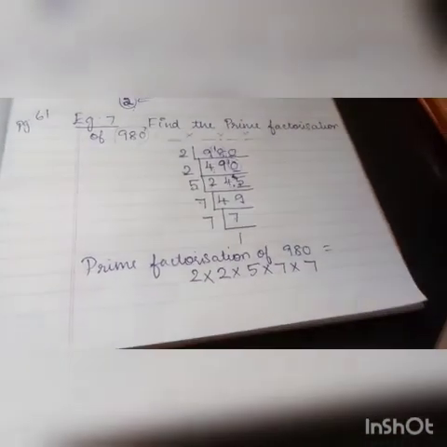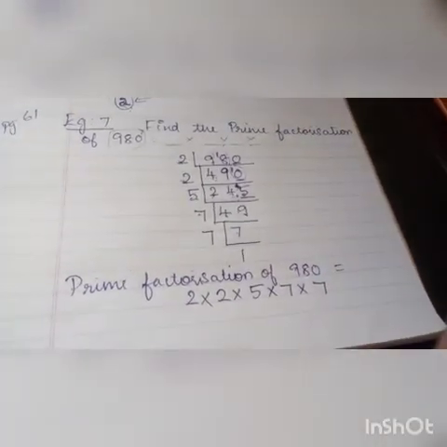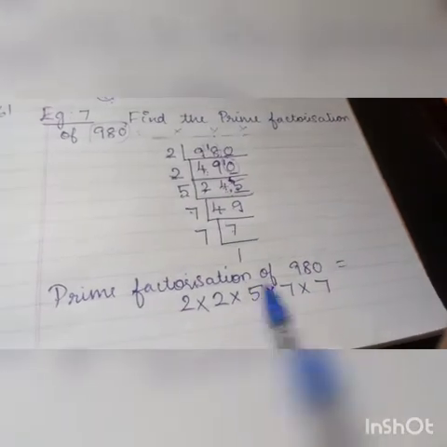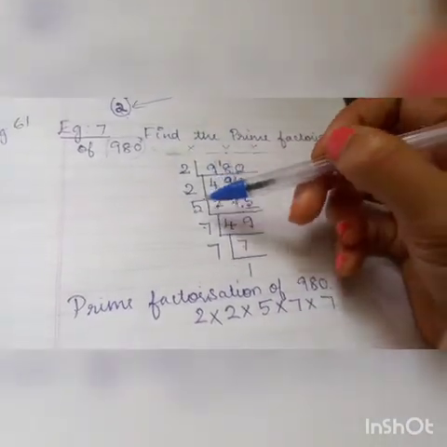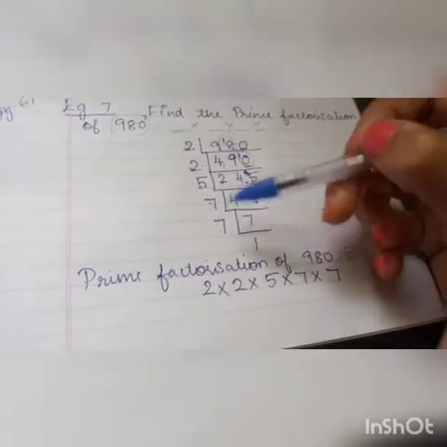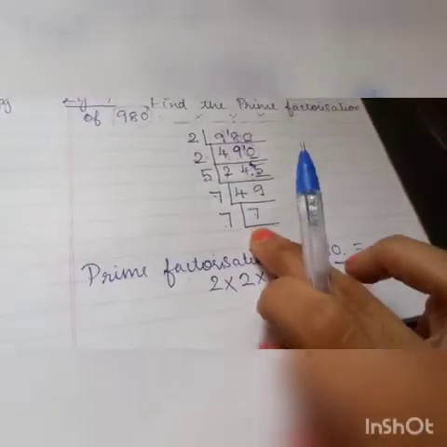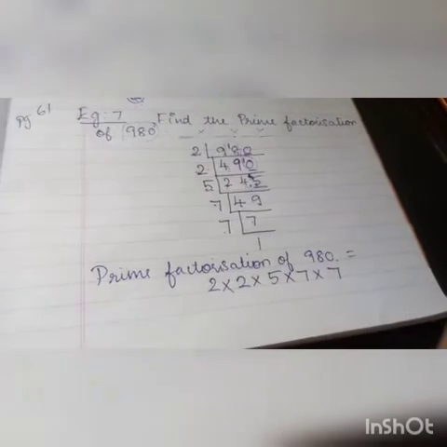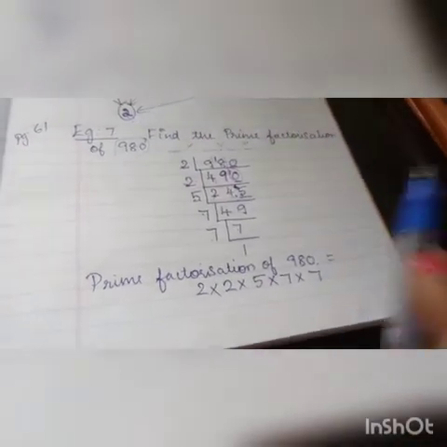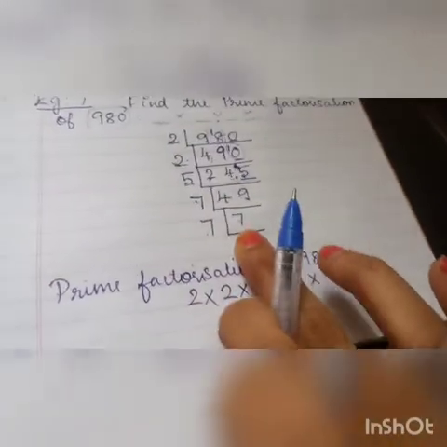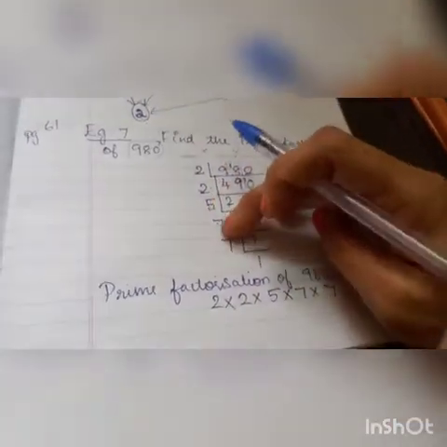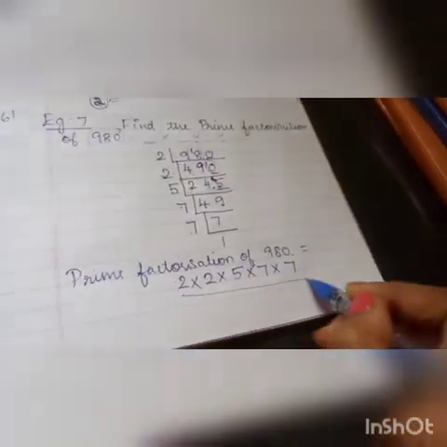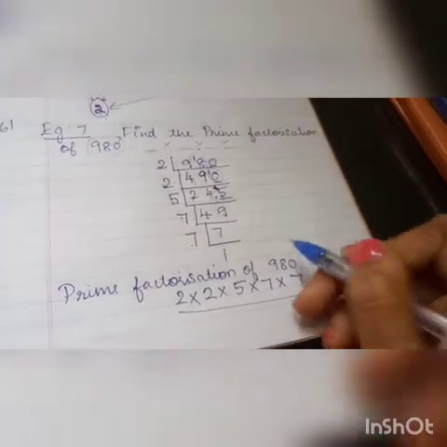I don't give mark for that because you are asked to write the prime factorization of 980. Upper 2 into 2 into 5 into 7 into 7. That's all. You should not write 1. But usually while you are writing other thing you may write, but you should not write the 1 here. It is no need. But 2 into 2 into 5 into 7 into 7 is the prime factorization for 980.